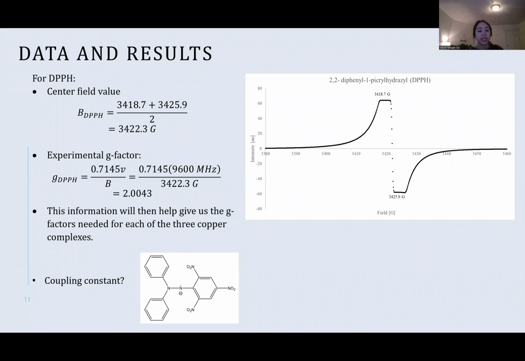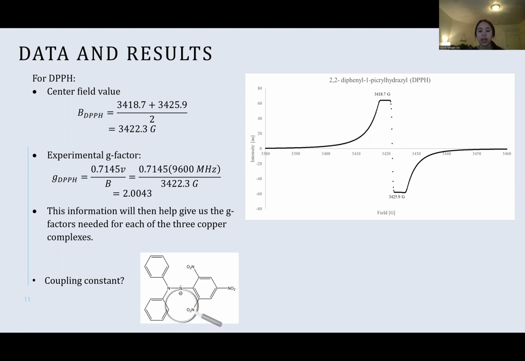So after we received the data from our TAs, we examined DPPH, and we see that it only contains one major peak. So we use its maximum and minimum peaks to find its experimental center field value that would be right in the middle of that. And then we determined that its experimental G factor is equal to 2.0043.